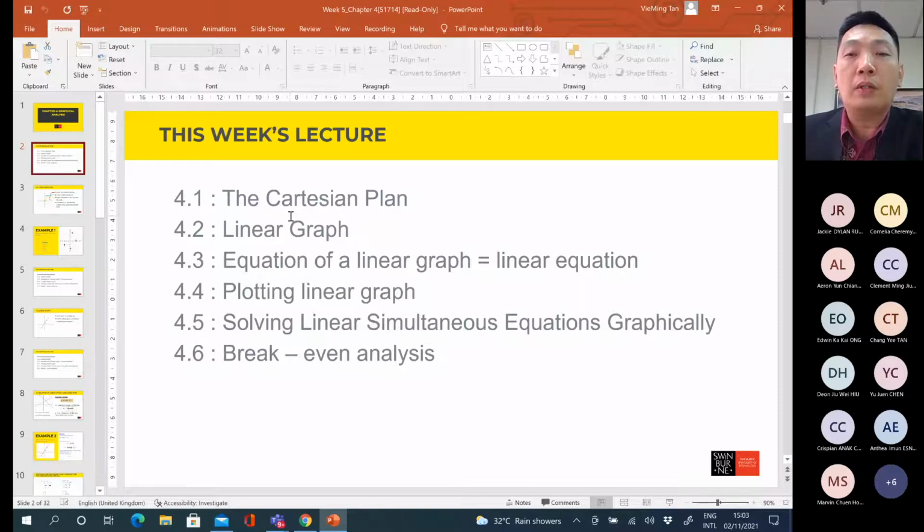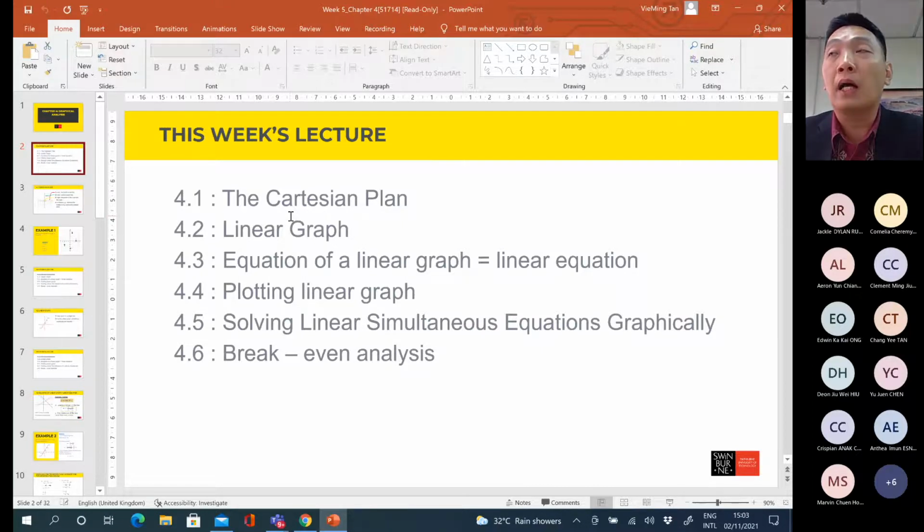Then we are also going to learn how to build a linear equation, and how to plot the linear equation on the graph. And if we have two linear equations, how are we going to identify the intersection point between the two linear equations? That means we want to solve the linear simultaneous equations graphically and also mathematically.